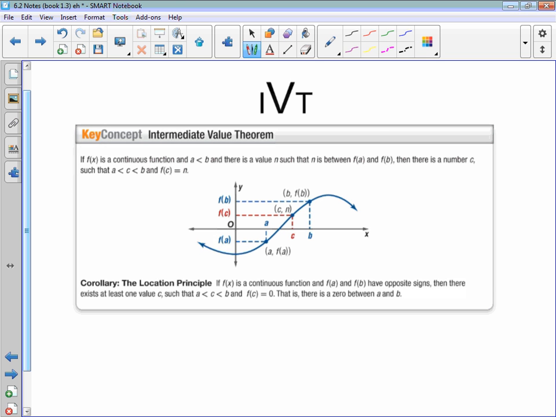It says if f of x is a continuous function and a is less than b, and there is a value n such that n is between f of a and f of b, then there is a number c such that a is less than c is less than b, and f of c equals n. I know it sounds terribly confusing when you first look at it. Jot it down. I'll explain after you write.